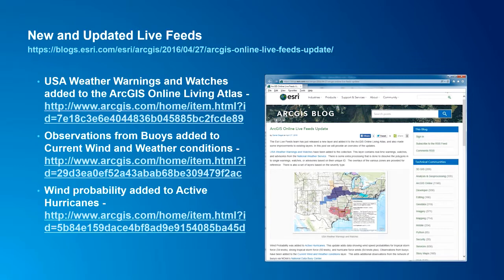In addition, another service of information that will become very important for people who are on the coast or have any kind of large body of water nearby are the observations from buoys. You can add this into your current wind and weather conditions, as well as gain some situational awareness on what things look like offshore. And the last one I want to mention is that wind probability has also been added to the active hurricanes. So now again, just an additional way for you to take a look at an upcoming event and understand the situation a little bit better.